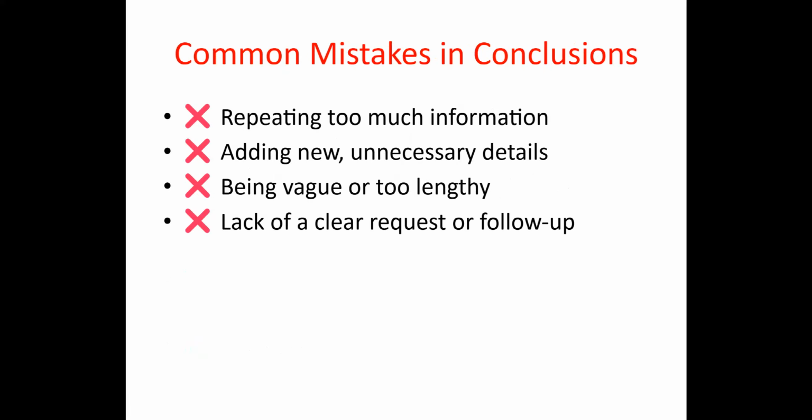Okay, so what are the common mistakes that usually come up in conclusions? Like repeating too much information, adding new unnecessary details in the conclusion, being vague or too lengthy, and lacking a clear request or follow up. So you should be careful to avoid these mistakes in the conclusion of your OET letter.